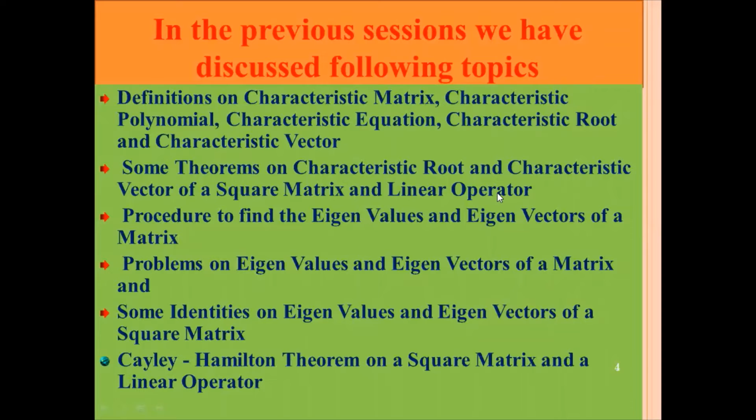Some theorems on characteristic roots and characteristic vectors of a square matrix and linear operator we defined. These are all definitions on matrices, and in the same way we can define them under a linear operator also. Under a linear operator, T of alpha is equal to C alpha, where alpha is a characteristic vector and C is a characteristic root under the linear operator.